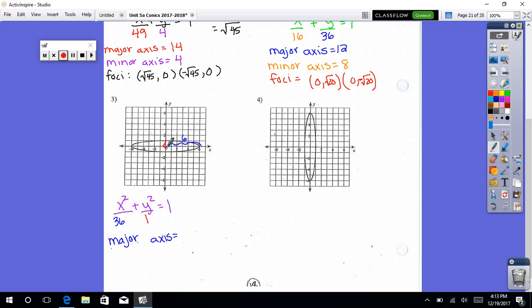Major axis, 6 plus 6, which is 12. Minor axis is 1 plus 1, which is 2.